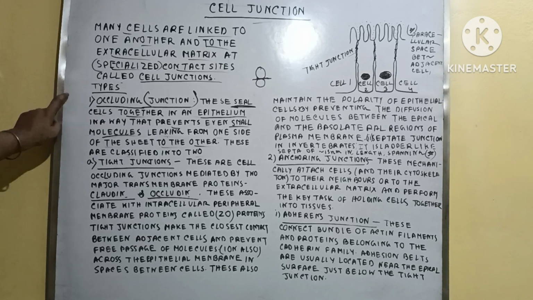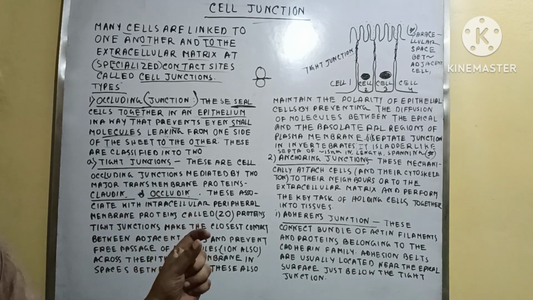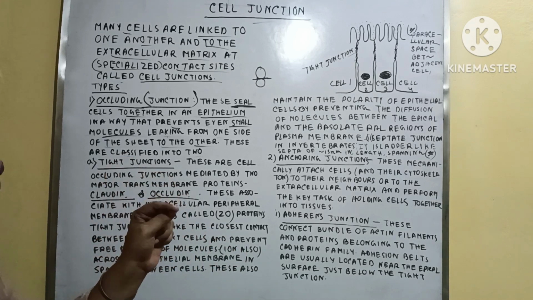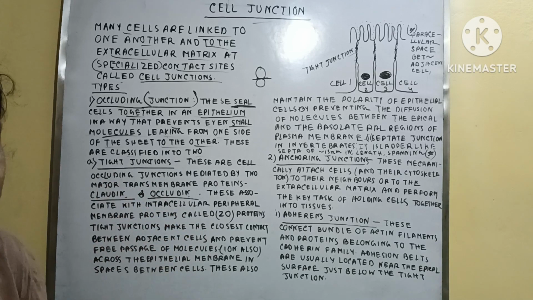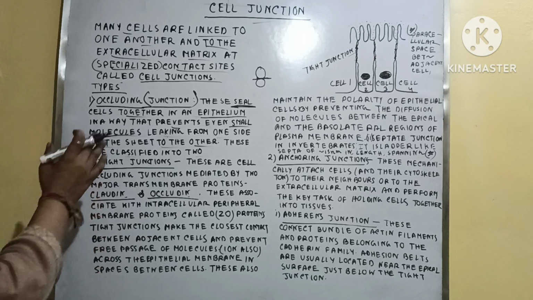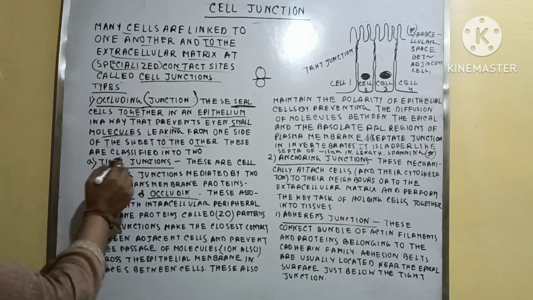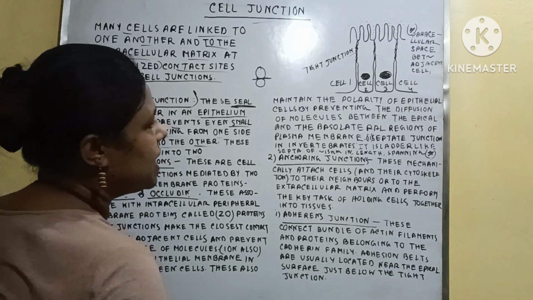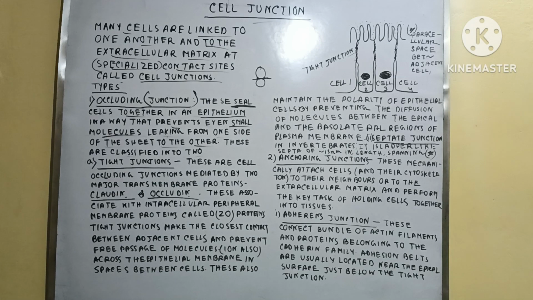In the occluding junction, the two cells are joined to each other, and this is the region from where the leaking of molecules is not possible. These occluding junctions have two types: one is the tight junction and the other is the septate junction. Clear?